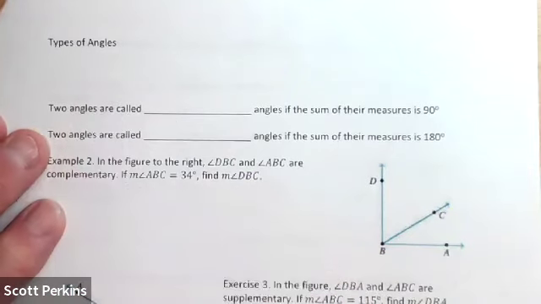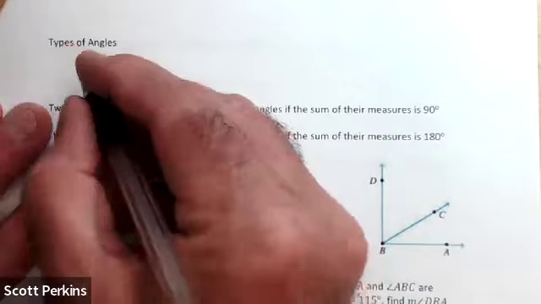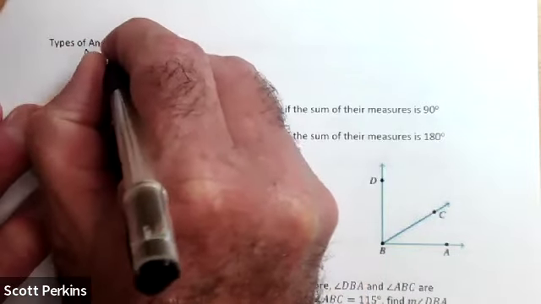There are four types of angles that you're going to encounter. The first type of angles are called acute angles.